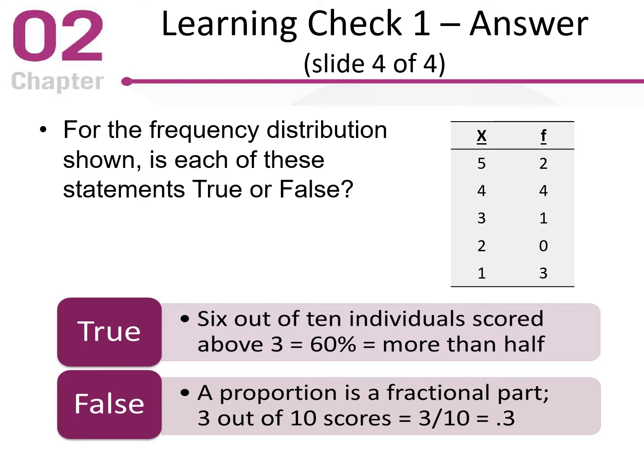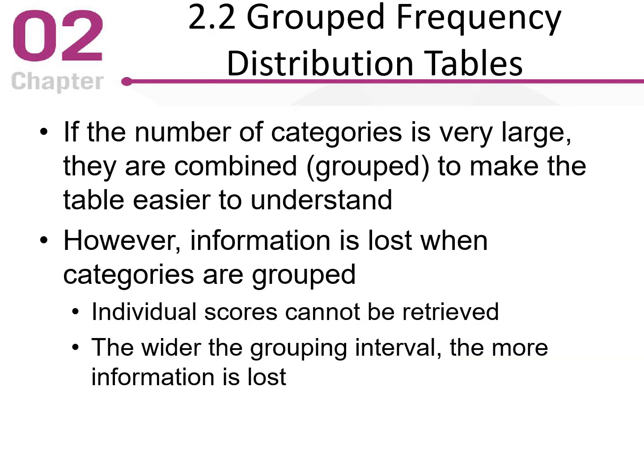The lowest group was corresponding to a value of 2. So let's move on to group frequency distributions.